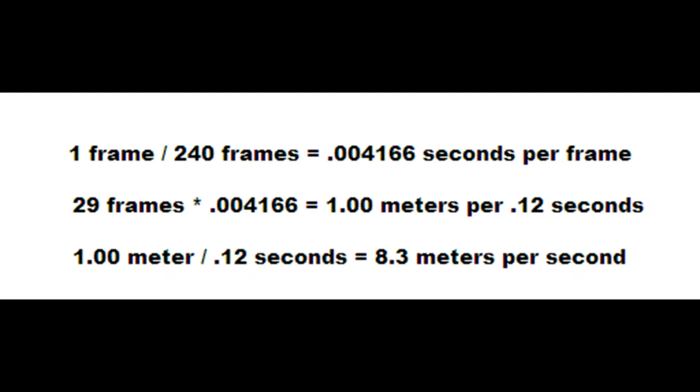By going frame by frame, we can see that Avery crosses the 1 meter long stick in 29 frames. If I multiply 29 frames by 0.004166 seconds and put that number under 1 meter, we get his average velocity, which is about 8.3 meters per second. Now let's look at our video.